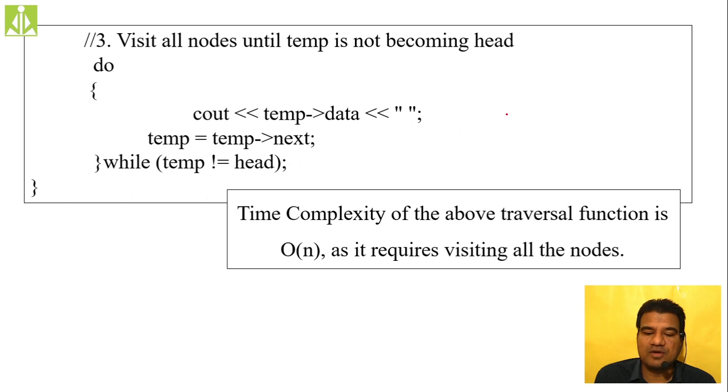The time complexity of the above traversal function is order of n, as it requires visiting all the nodes, and we don't know the exact number. Whenever I have an unknown number of repetitions in my code, simply I will make the time complexity order of n. Many times I told you to remember this blind logic.